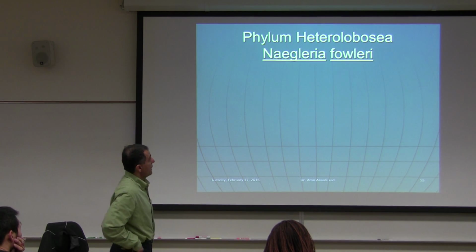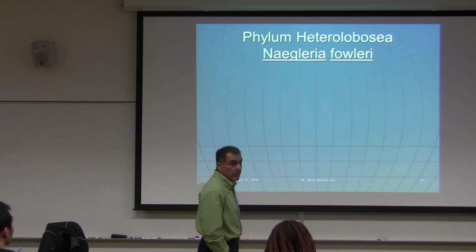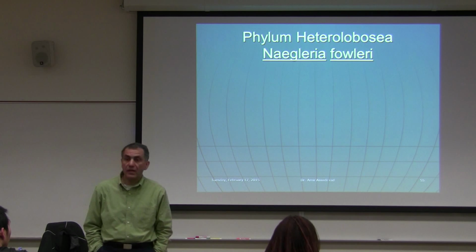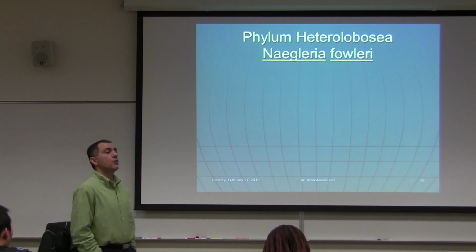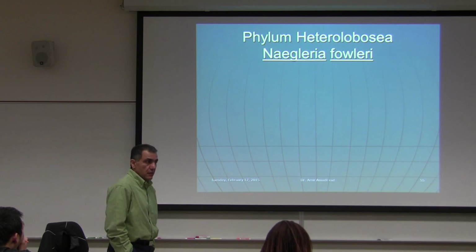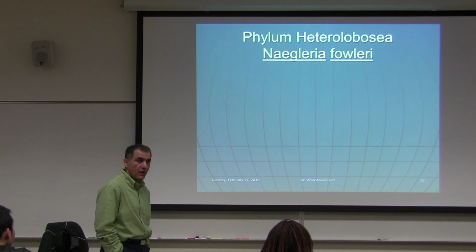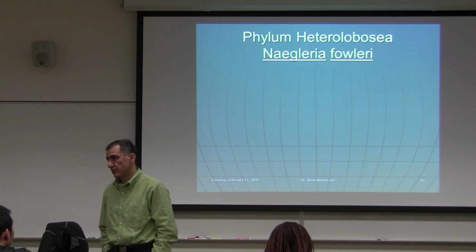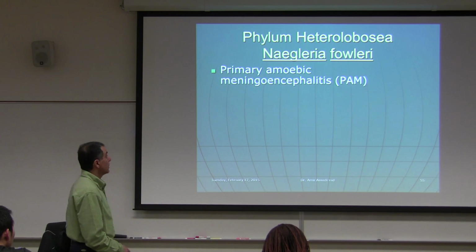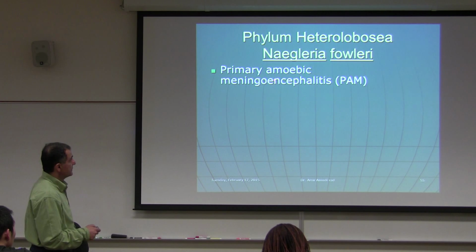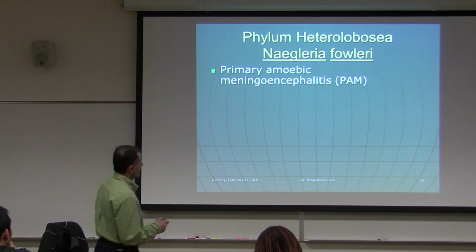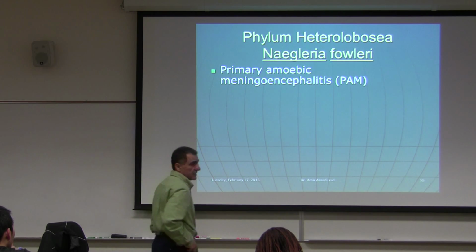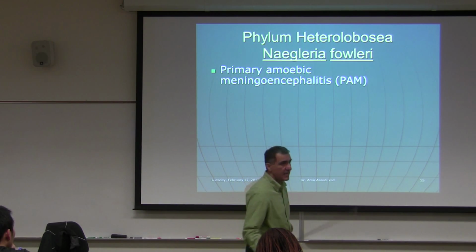Okay, phylum Heterolobosea, Naegleria fowleri. We touched upon it this morning. This is a free-living organism, but when we humans ingest it, it becomes parasitic and brings along devastation. The name of the disease that this parasite causes is called primary amoebic meningoencephalitis. The abbreviation for it is PAM, P-A-M.